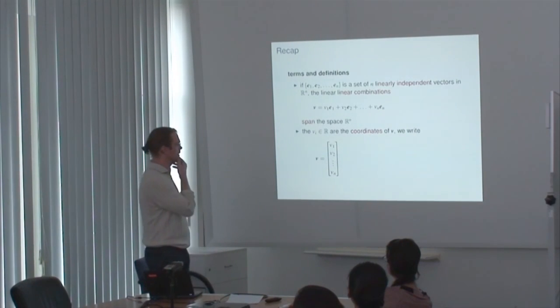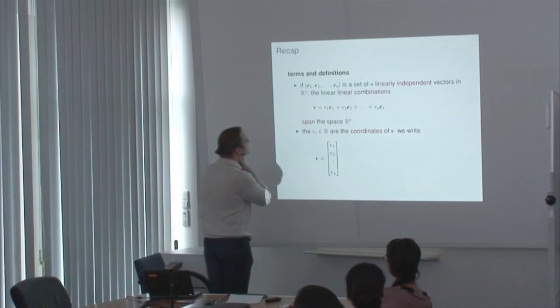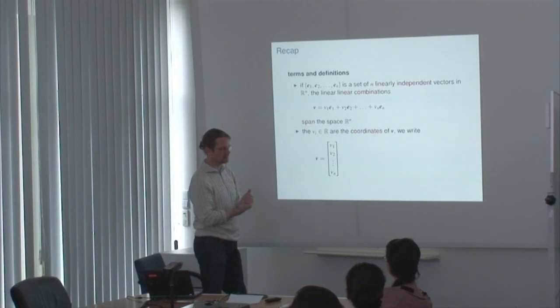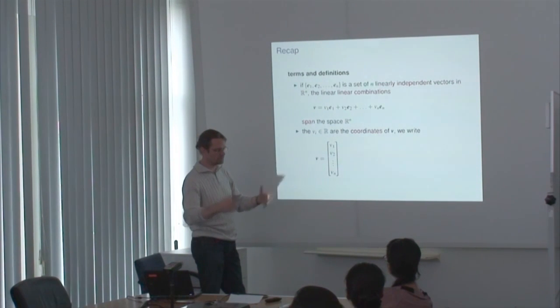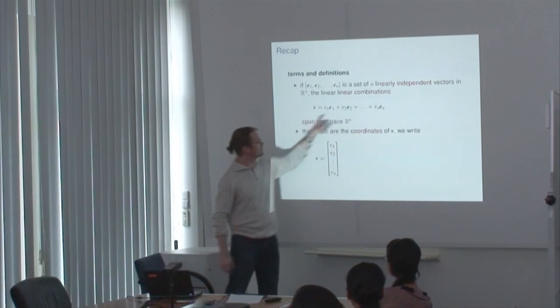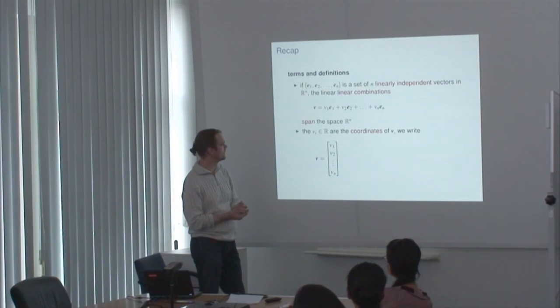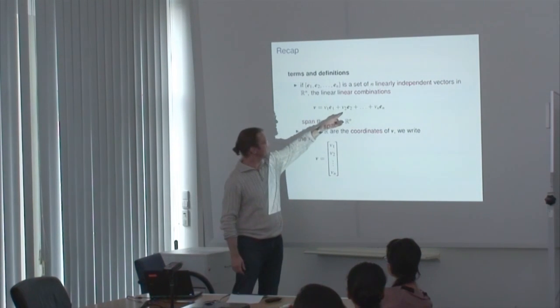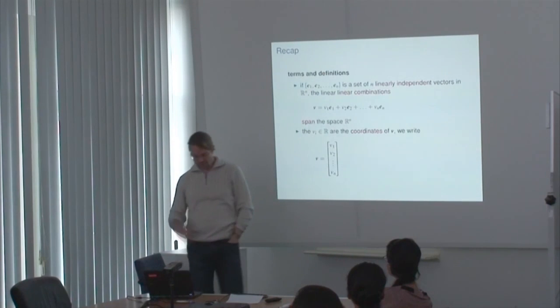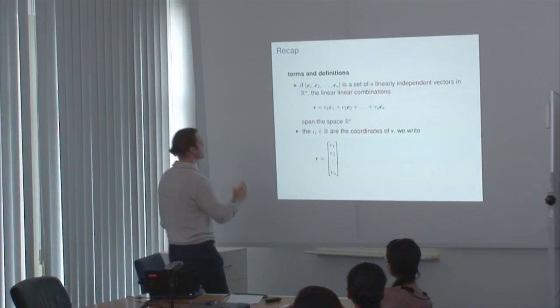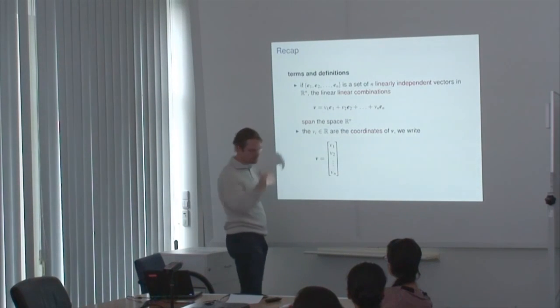If they are linearly independent, we say that these vectors span the space, that is, every point in this space we are discussing can be expressed as a linear combination over these basis vectors. And these coefficients we use in this linear combination are then called the coordinates of this vector. And there you have it.